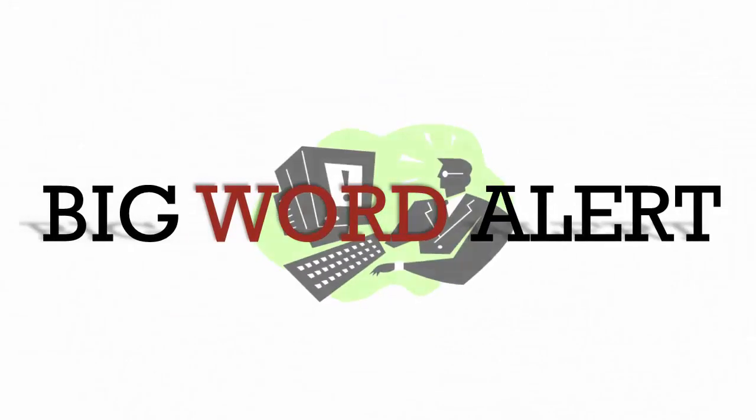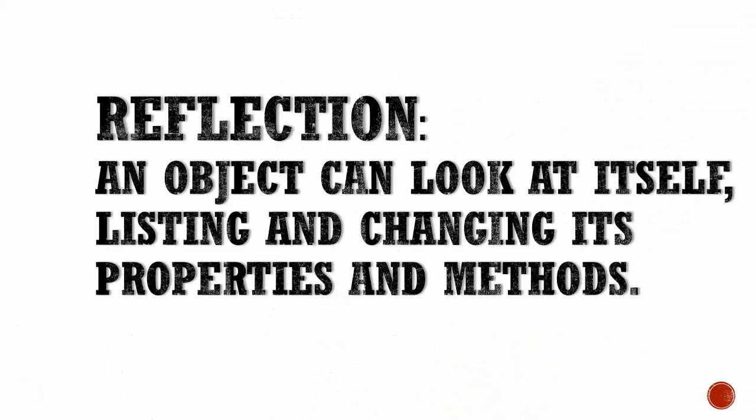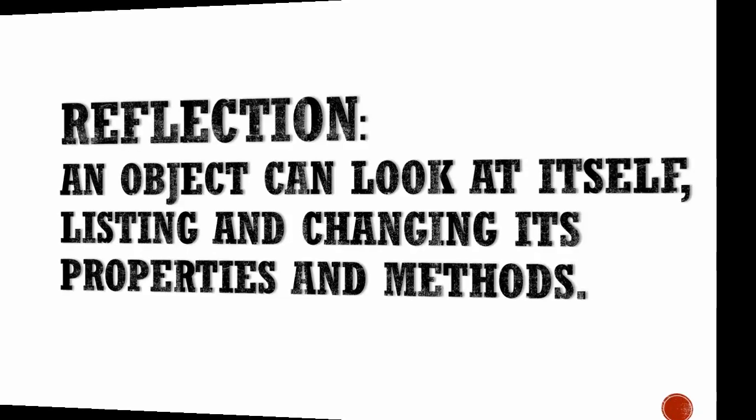No, it's not. Big word alert. Reflection. An object can look at itself, listing and changing its properties and methods. So, a JavaScript object has the ability to look at its own properties and methods, and we can use that to implement a very useful pattern called extend.